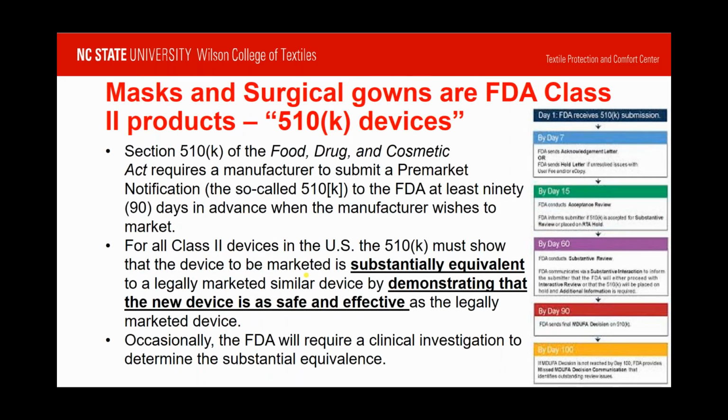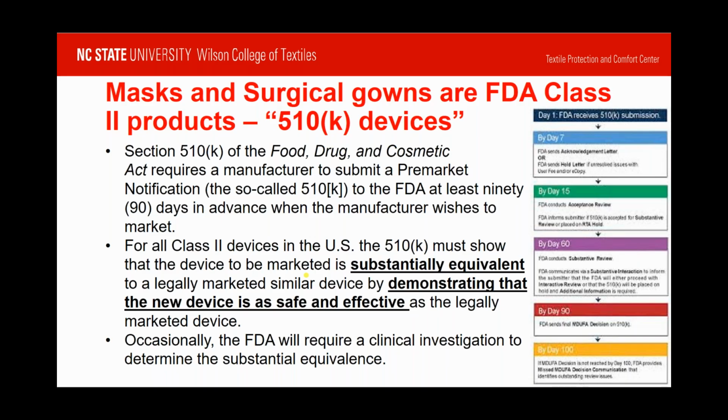So when we focus on masks and gowns, one thing that you need to know and get familiar with, if you want to enter those markets, is the FDA classification processes. Masks and gowns are mostly so-called FDA Class 2 products, which means they are subject to 510K regulations. The 510K from the Food and Drug Cosmetics Act requires manufacturers to submit a pre-market notification, the so-called 510K.